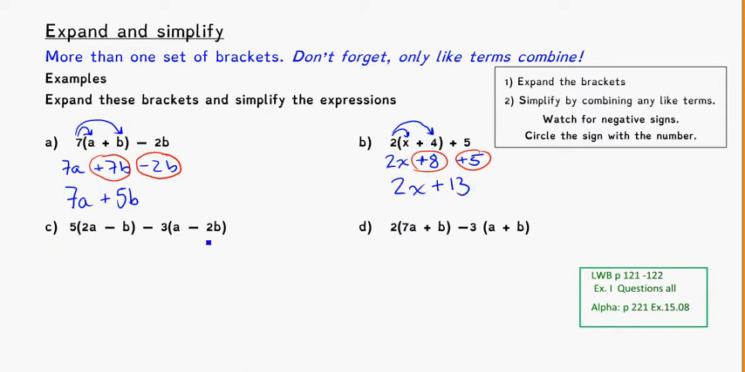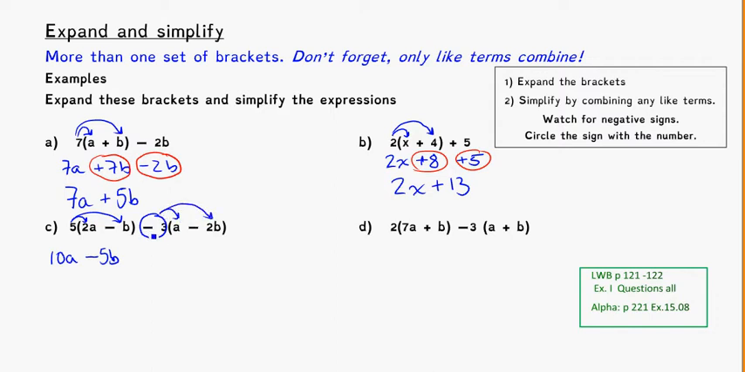Here I see two sets of brackets. So first thing I'm going to do is expand out. I'm watching for negative signs. So 5 times 2a is going to be 10a, and 5 times a negative b is going to be a negative 5b. Now this one here, watch this carefully, you need to circle that negative sign with the 3, because that's a negative 3 you need to times through. If you forget that negative, you get messed up.